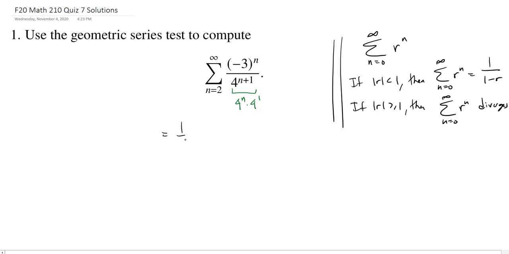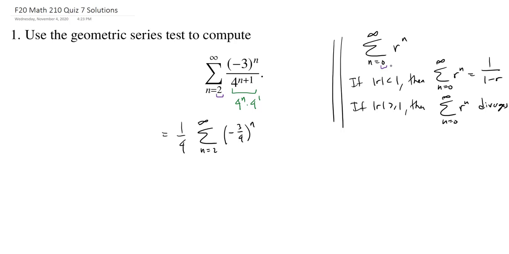So I say, okay, this is 1 over 4 times a sum from 2 to infinity. And now what am I left with? Negative 3 to the n over 4 to the n. Oh, but I could just write that as negative 3 over 4 raised to the n. And now it looks exactly like my geometric series. Oh, I said exactly, didn't I? But it's not really exactly because I still have this 2 and that 0. How are we going to handle that?